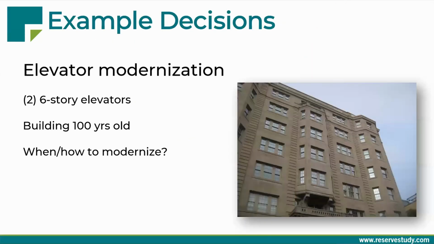And I'll take the first example here. It's a client trying to figure out how to best handle their expensive elevator modernization project. Elevator modernization is currently a multi-month project and very expensive. This building has two six-story elevators. The building's 100 years old. They have very old elevator equipment. It's getting unreliable. And the question is when and how to modernize, how to manage this project through their reserve budget.